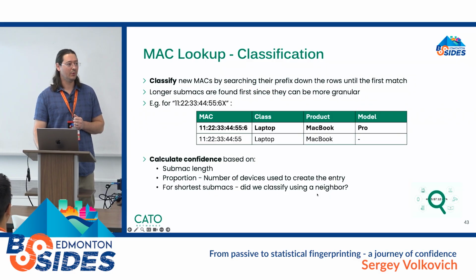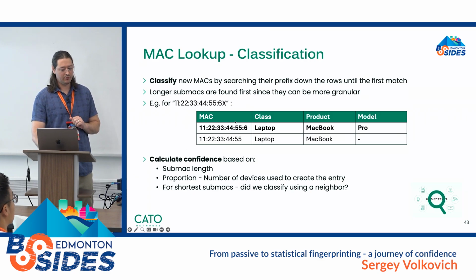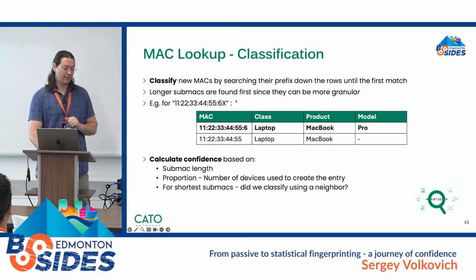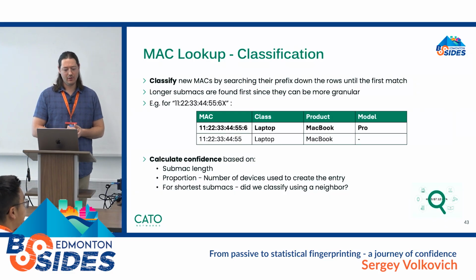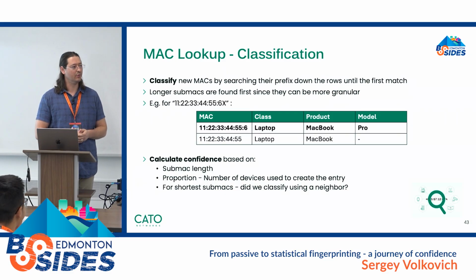Now, how do we classify? We literally just search and find the first row that matches the prefix of the new mac. So if our final table is as seen in this example, and we're given something that ends with 6 something, we will take the first row. This is the first match. In addition, we will calculate the confidence, similarly to the case of the statistical fingerprinting, but based on different heuristics.